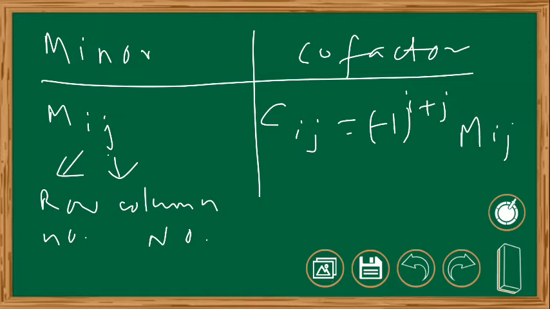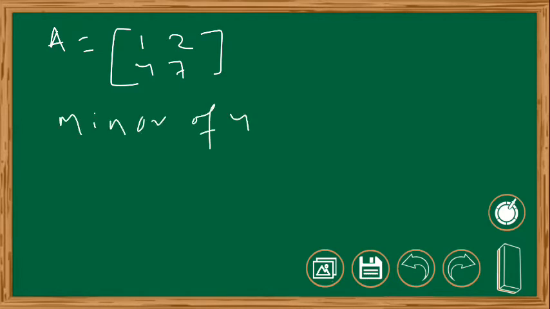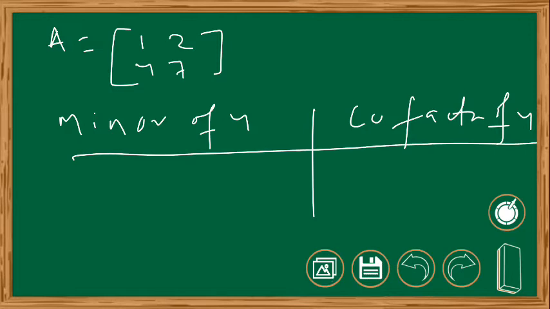Actually I think you have understood a little bit only. Let me take an example, it will be more clear to you, right? So see, suppose I have a matrix 1 2 4 and 7. Clear? Then let me find first minor of 4 and then cofactor of 4, right? You can see 4 is the second row and first column element, so I will denote it as M21.